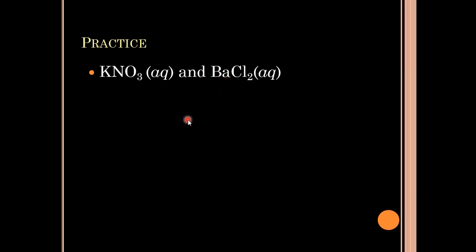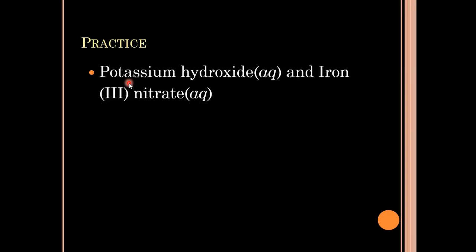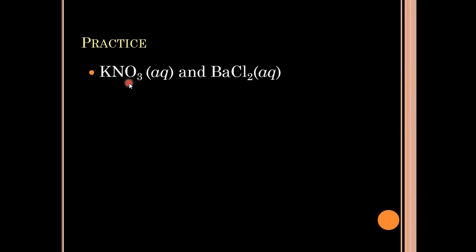So you're going to do the crisscross rule to figure out your products. K is +1, Cl is -1. You crisscross, you get KCl. Ba is +2, NO3 is -1. So you get Ba(NO3)2.